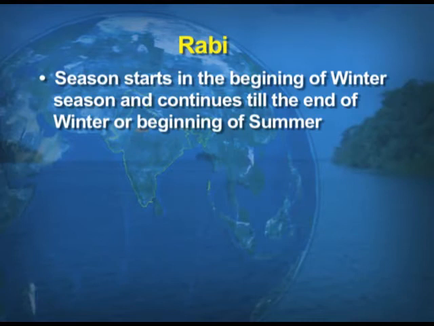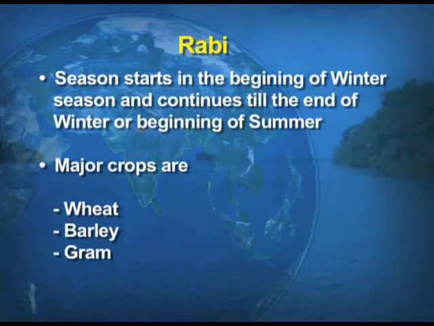Now, the second season we take up is the Rabi season. Rabi season starts with the beginning of the winter and continues till the end of the winter or the beginning of the summer season. The crops which come under this season are wheat, barley, gram, oil seeds, etc. So, children, the difference between Kharif and Rabi must be clear to you. Kharif begins with the onset of monsoons, and Rabi begins in the beginning of the winter when we start the sowing of the crops. That season is known as the Rabi season.